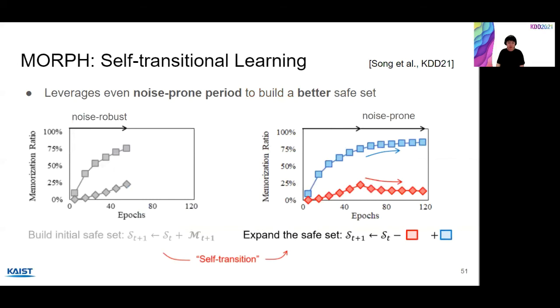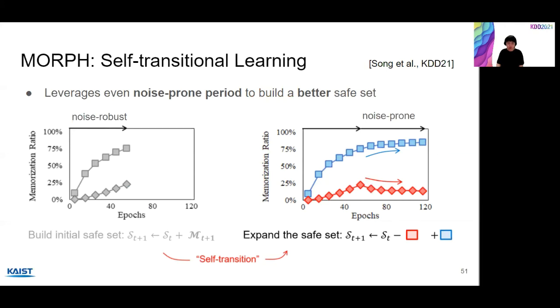One step further, this year at KDD, we propose a new approach called MORPH, which can leverage even the noise-prone period to build a better safe set. Recall that in the past work, we leveraged the noise-robust period to build an initial safe set. However, in this work, we even leveraged the noise-prone period to expand the safe set initially constructed in phase 1.